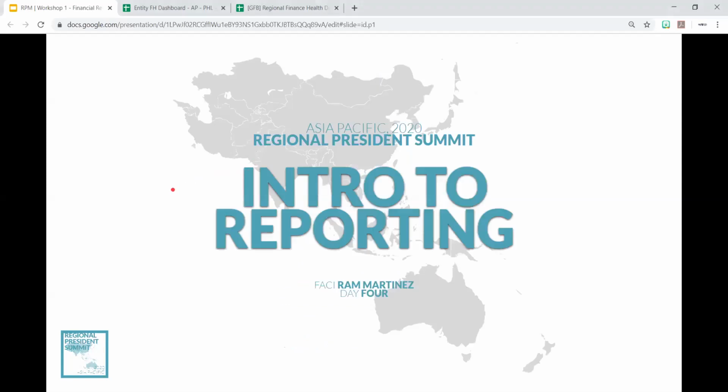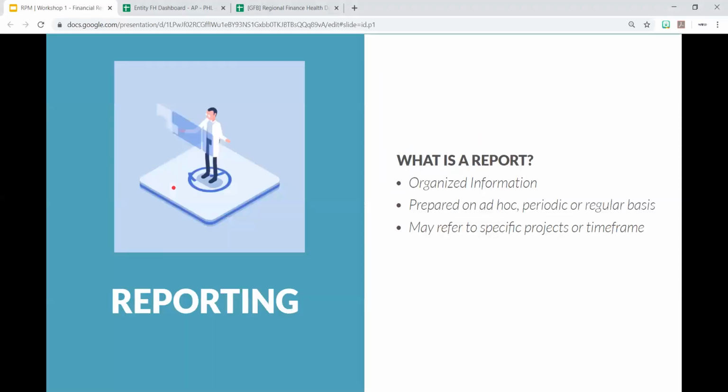so just an intro to reporting. For you to know what a report is, any type of report, it is organized information prepared on an ad hoc, periodic, or regular basis. Ad hoc usually means a special type of report in a special time frame, and this may refer to specific projects or time frames. So that is a general type of report. It can be on finance, it can be operations, it can be anything.